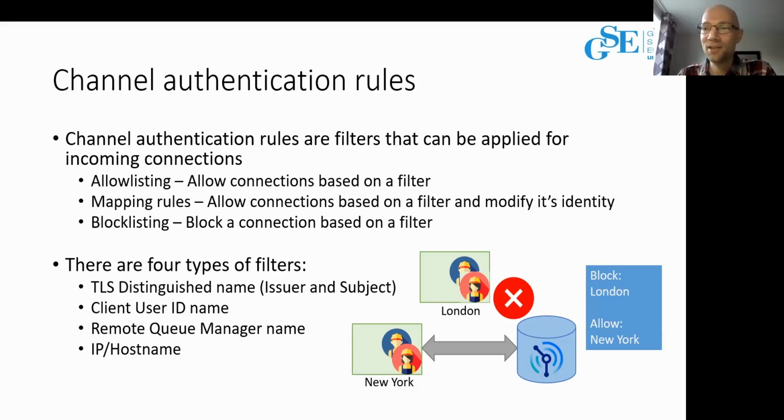The fact that the certificate is trusted doesn't mean that you necessarily want to allow that application to connect. You might want to only allow a certain application with a certain certificate to connect. And it might be the distinguished name of the certificate itself that you want to filter on to decide whether you want to allow the connection to come in or not. And channel authentication rules are one of the mechanisms that allow you to do that.